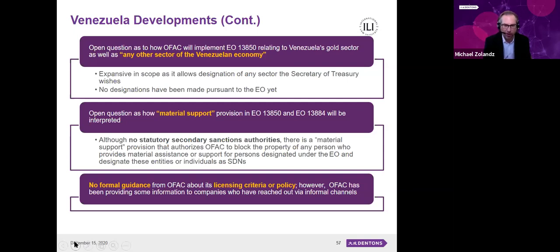There is an open door policy to allow for those dialogues to occur, but OFAC has not really undertaken a comprehensive effort to consolidate those questions or provide a lot of insight into the next steps for the Venezuela program. So with that, I think we can turn this back with one more slide.